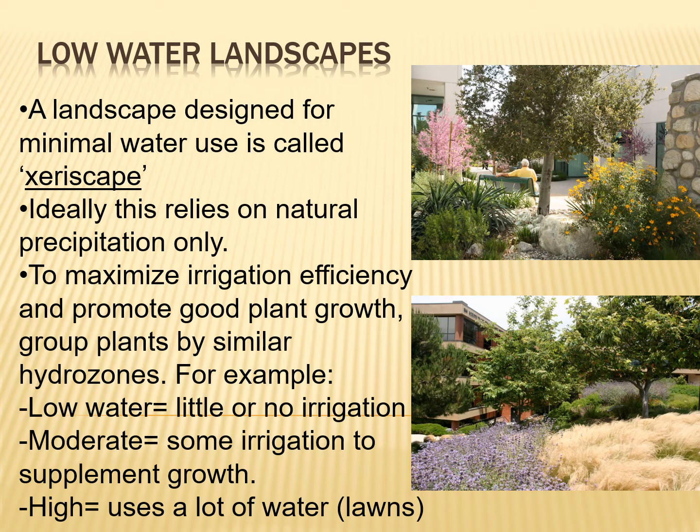So we group plants by similar hydrozones. We usually rank those as very low, low, moderate, and high. On the right are a couple of examples of xerophytic landscapes. These do not have to look like rock and cactus. They can be quite colorful and lovely.